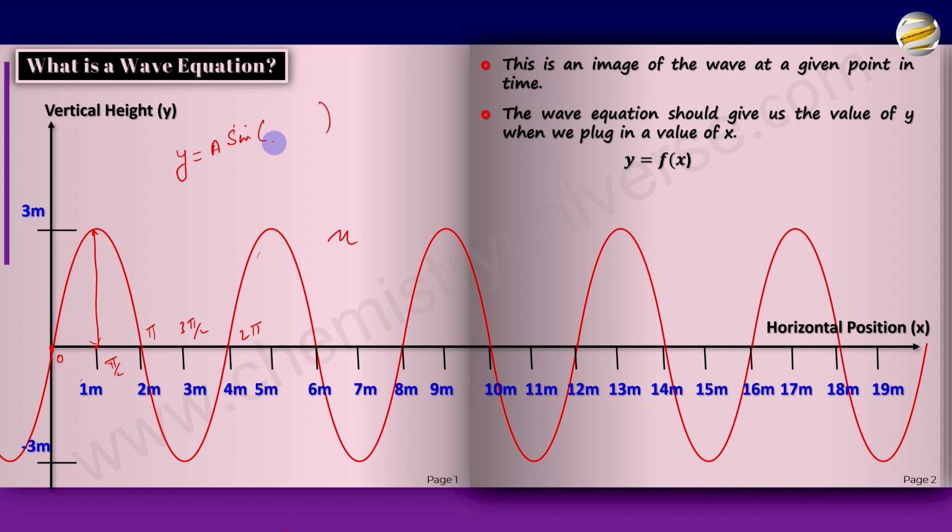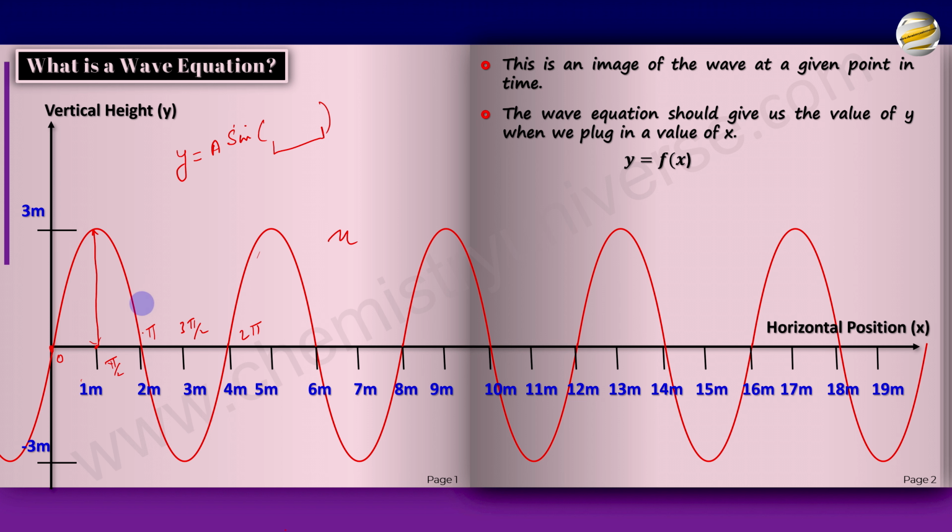So I sure want to get some angle inside. I cannot simply write x here because x is in meters. x is the horizontal distance of the wave. So I need to get here an angle, and this angle should contain the x value. So how do I do that? Well, this is the logic that I use.